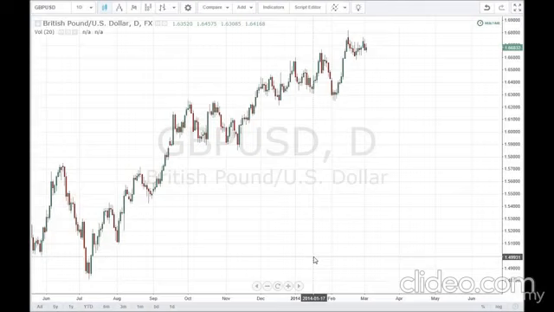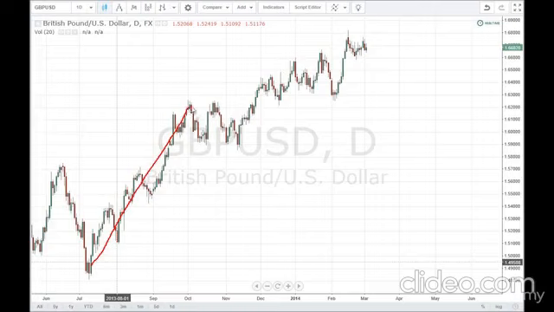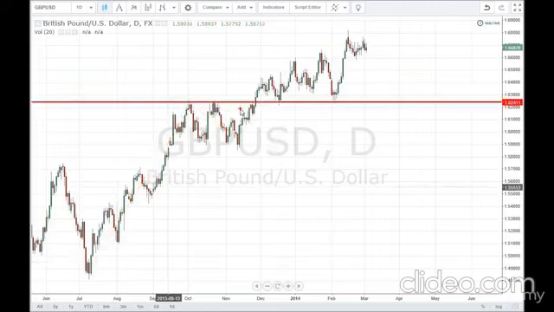This is the pound against the dollar. It's a daily chart and we have a clear uptrend. We have a push, a pullback, we go for another push, a pullback and a push. As price reverses from this push to a pullback, this area will now act as resistance, and we can mark that with a horizontal trend line. When this resistance is broken, this area can now act as support.